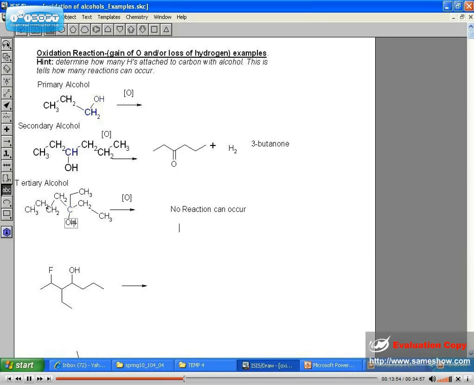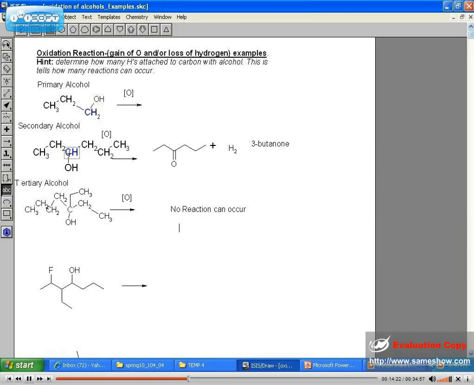Now, our reason for this is in order to form a carbonyl group, we need to have a double bond. Unfortunately, these carbons that are directly attached can never come off. Consequently, you cannot have a second bond, a pi bond, attaching. So therefore, no reaction can occur.